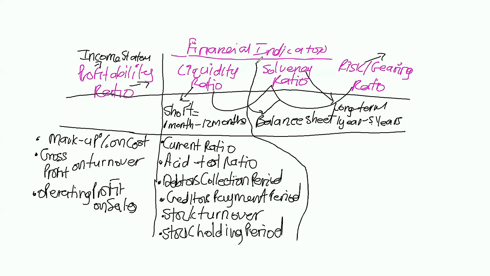And then we move to solvency. So solvency, it's long term. So under here, it's only solvency ratio. Right. Then risk or gearing.